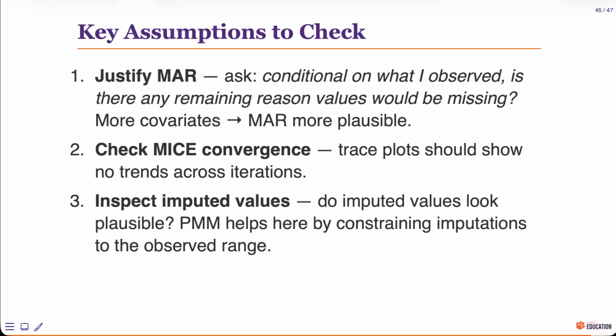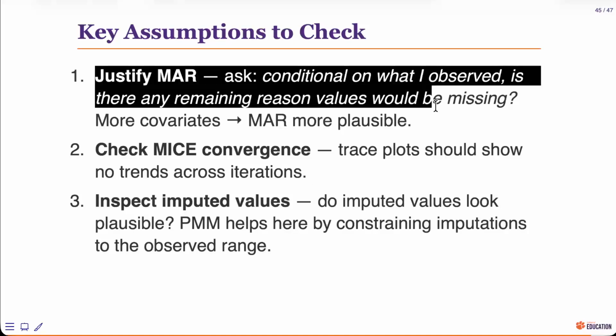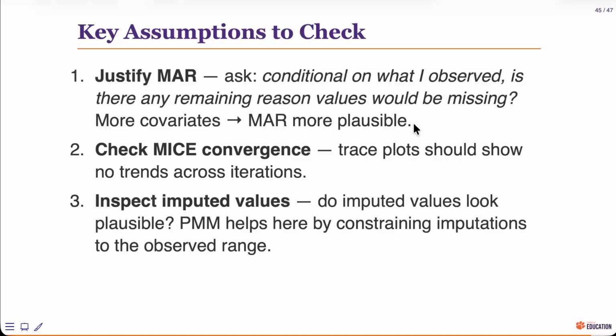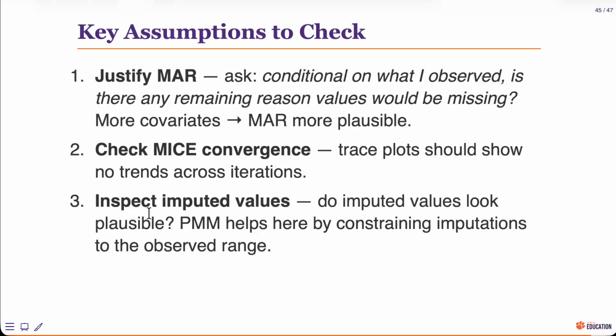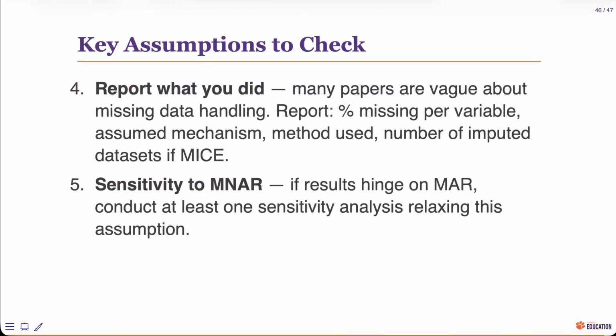So there are some key assumptions to check as well. We have to justify the use of missing at random. I would say the justification is that we can get methods that work pretty quickly and that do a good job for missing at random. That is usually my justification overall. We do need to check for mice convergence, those trace plots that we showed, so we see no trends across iterations. If we don't see convergence, we'd run more iterations until we got convergence. And we may also need to inspect our imputed values. Do they look plausible? Are they within the range of variables? For instance, if you have a bounded variable, we may be imputing outside the bounds. That is not good either.